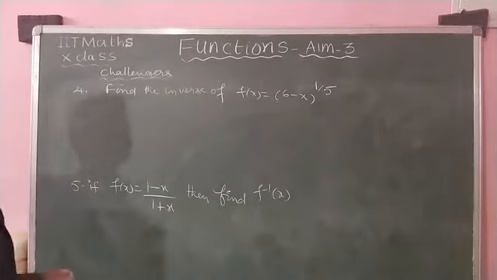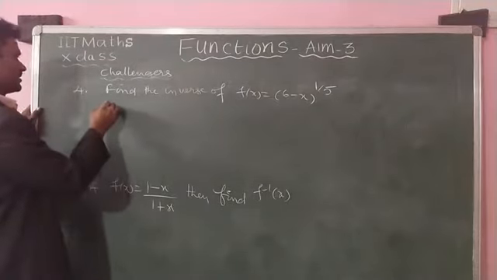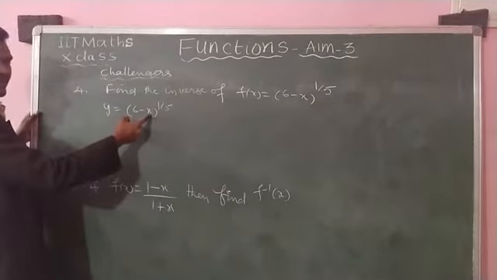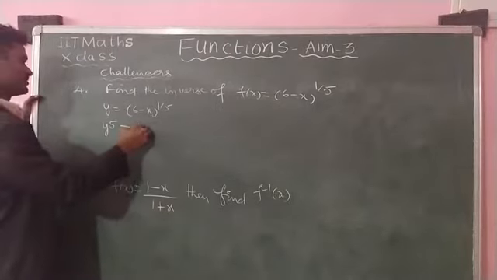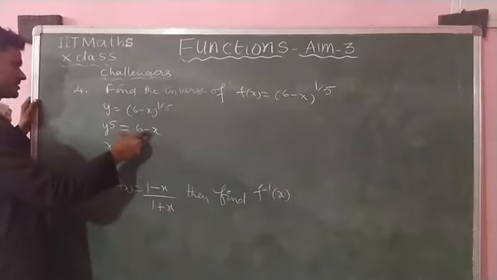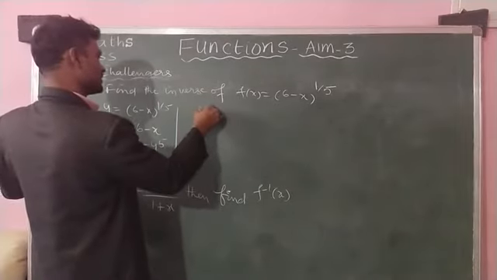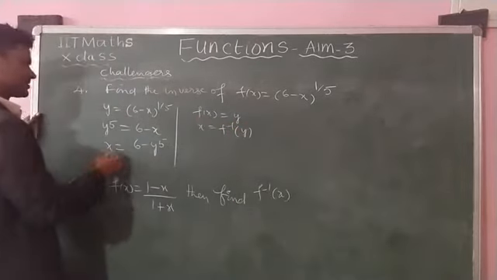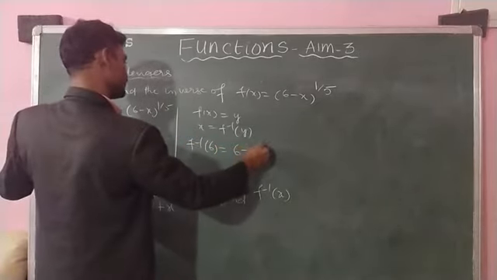Find the inverse of f(x) is equal to (6 minus x) whole to the power of 1 by 5. See here, y is equal to (6 minus x) whole to the power of 1 by 5. Now we have to express x in terms of y. Then you can take the power 5 on both sides. Then y to the power of 5 is equal to 6 minus x. The 5 cancels. Then x is equal to 6 minus y to the power of 5. Now f(x) is equal to y, then x is equal to f inverse of y. Then you can write here f inverse of y is equal to 6 minus y to the power of 5.